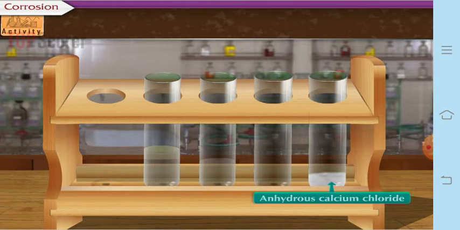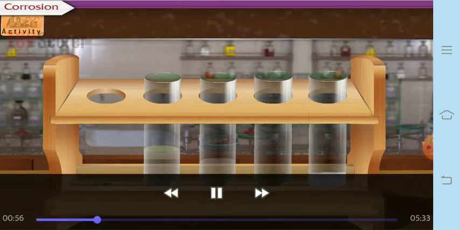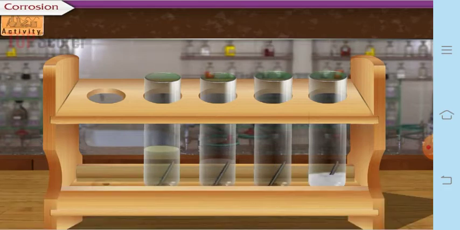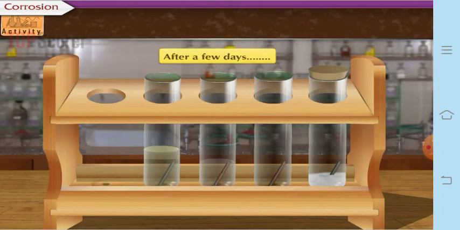Now let us try to perform this activity. We have taken all these 4 test tubes and placed different chemicals in them. Now let us put iron nails in all 4 of these test tubes and keep them for a few days. In the last test tube we will put a cork so that no air from outside comes inside. Now let us see after a few days what happens.